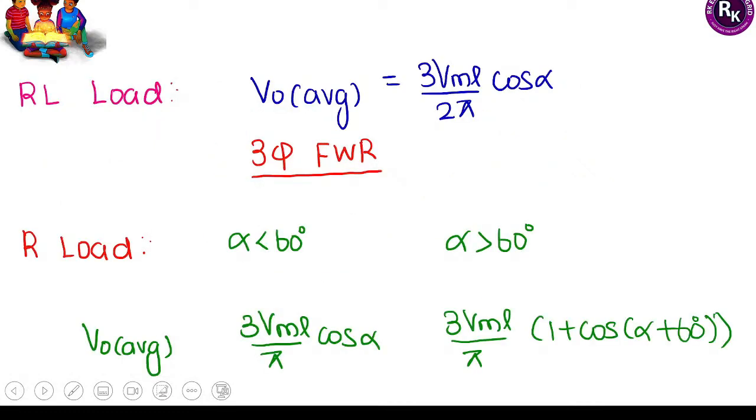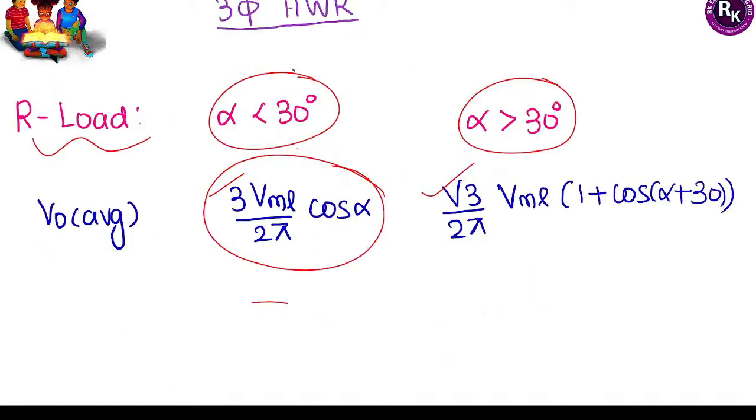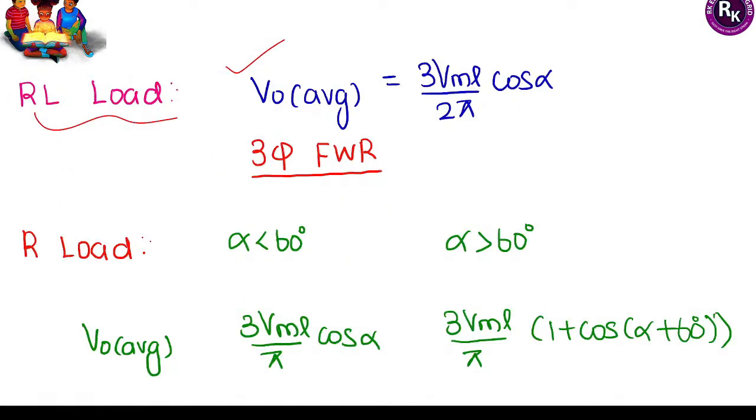See, if you observe for RL load, there is one and only one formula. There is no alpha less than 30 or greater than 30. Such a condition arises only for R load. For R load, alpha less than 30 has a separate formula and alpha greater than 30 has a separate formula, whereas for RL load there is one and only one formula irrespective of the value of alpha.